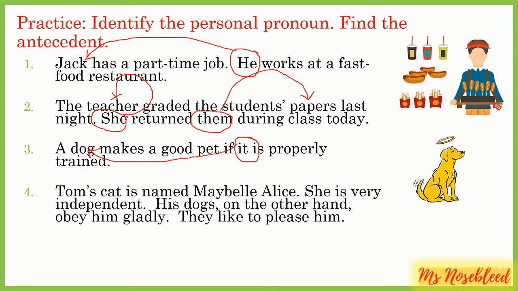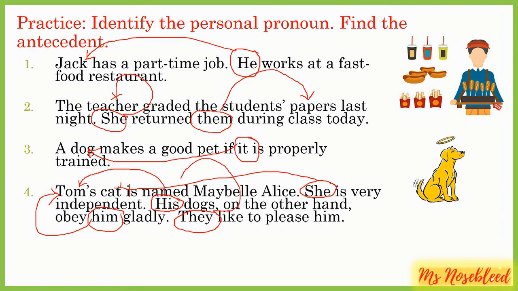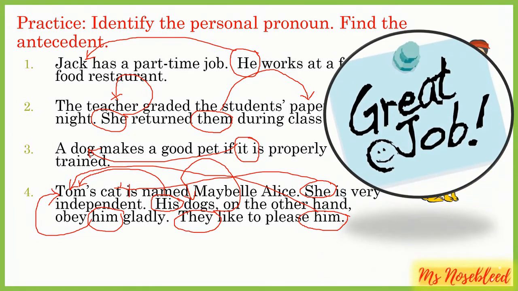What's the first pronoun? Yep, she. And the antecedent is, yes, Tom's cat. And then the next one is his. What's the antecedent? Yes, it's Tom. Okay. Him, who is him? Yes, again, it's Tom. And then you have they. Who's they? Yes, the dogs. All right. I almost missed that. And then we have him. Yeah, and who is him? Obviously, it is still Tom. Very good. All right. Great job.